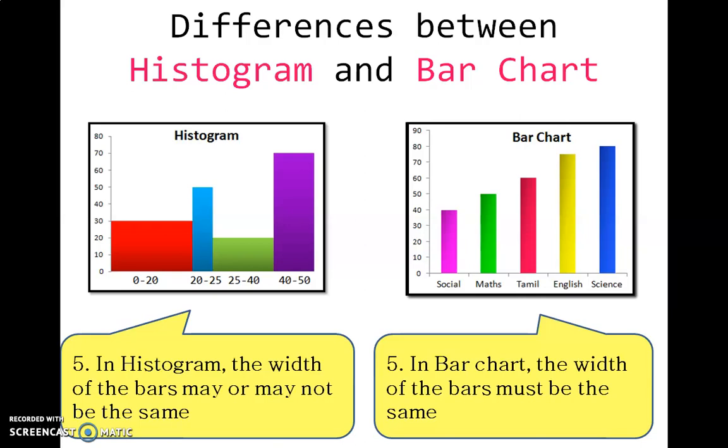In histogram, width of the bars depends upon the range of the class intervals. That is, the interval 0 to 20 will be wider than the interval 20 to 25. In the bar chart, each bar has a constant width since the chart compares discrete quantities.